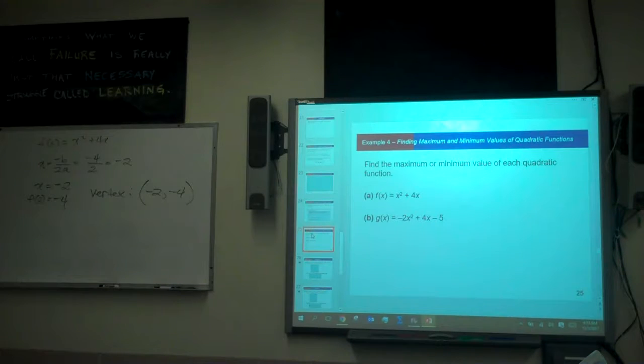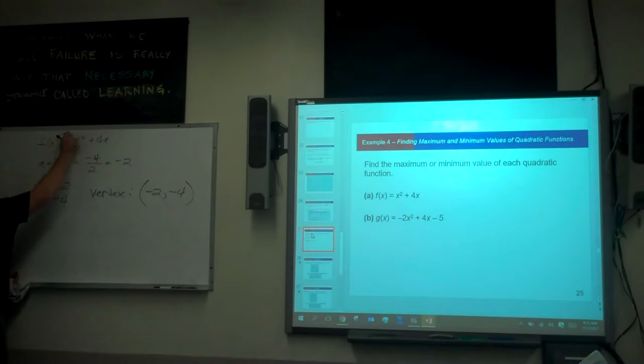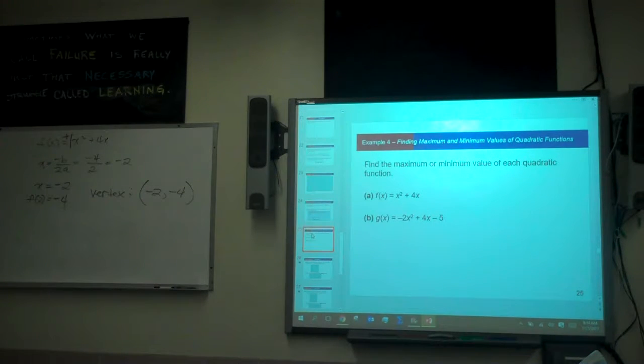Now, what is also nice about that is that I look at my a coefficient, and it was a positive 1, right? So if it's positive, what's the concavity? Is it concave up or is it concave down?